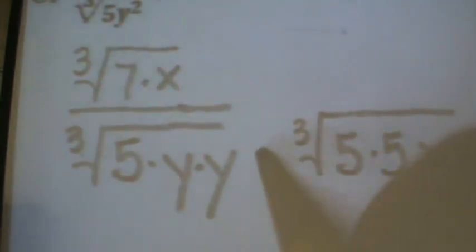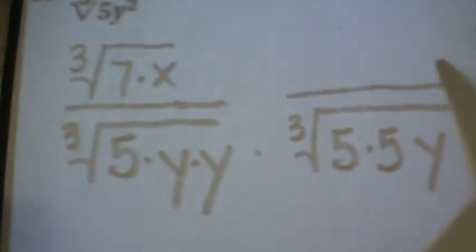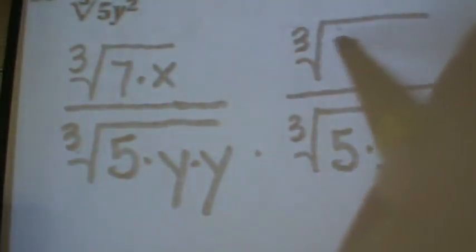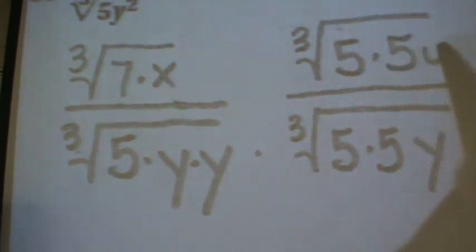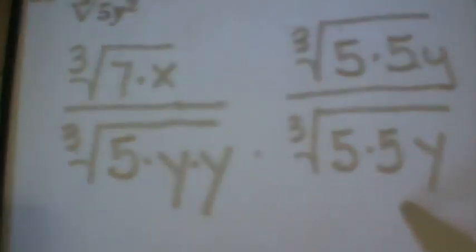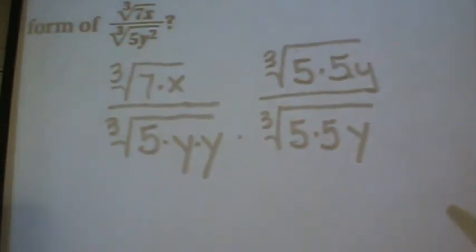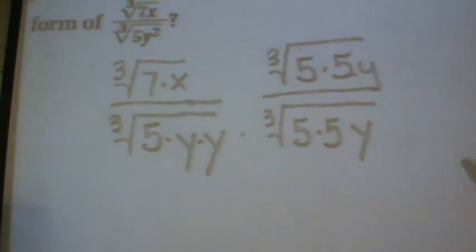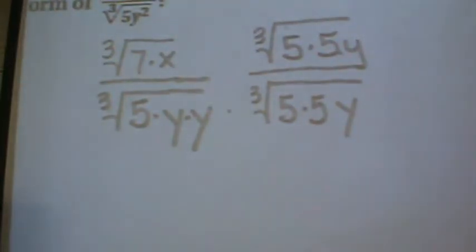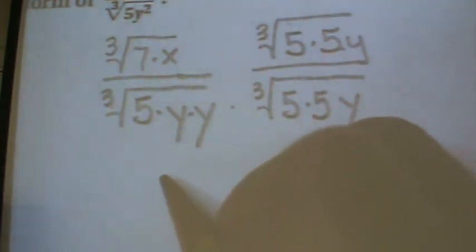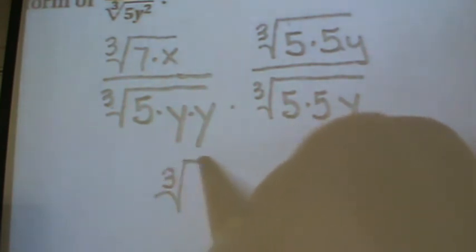So this is what I need. So what do I have to do to the top? The same thing. These two have to match. Why? Because it has to be 1. All right, now let's put it together. What do you end up having at the top? I'll give you a hint. Cube root.